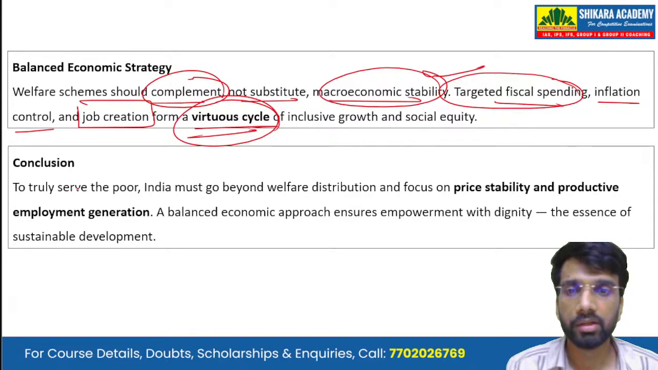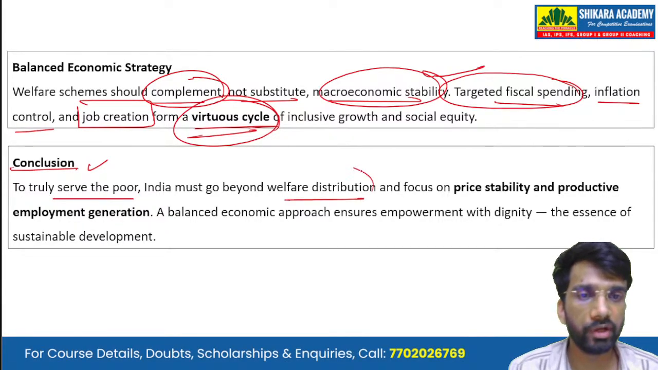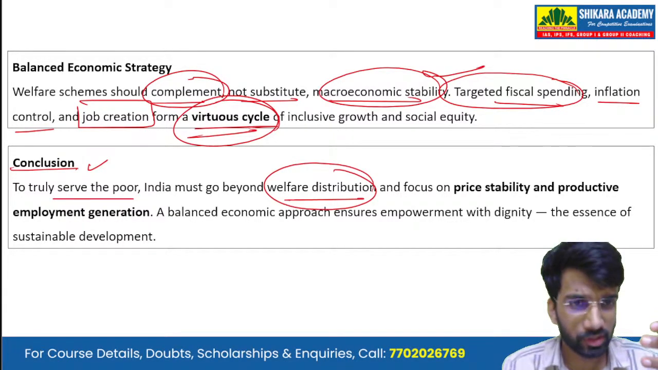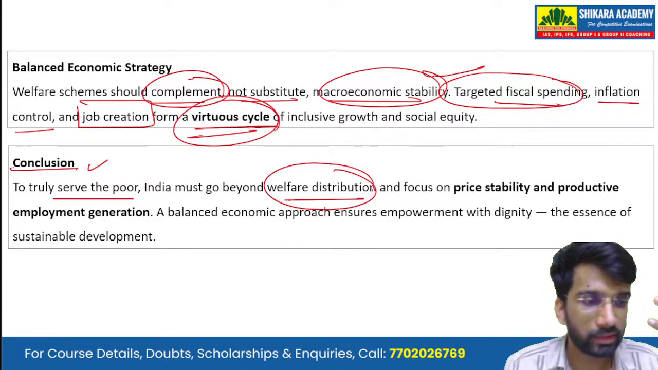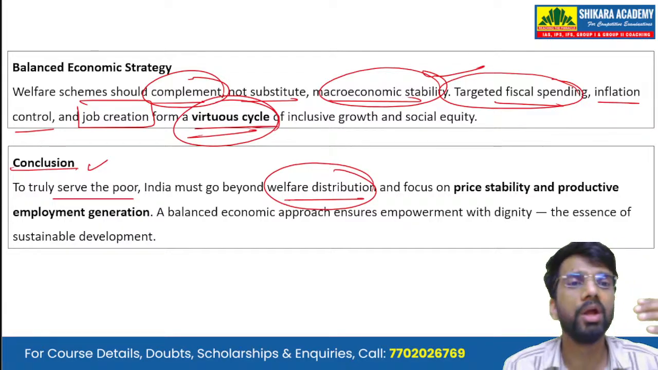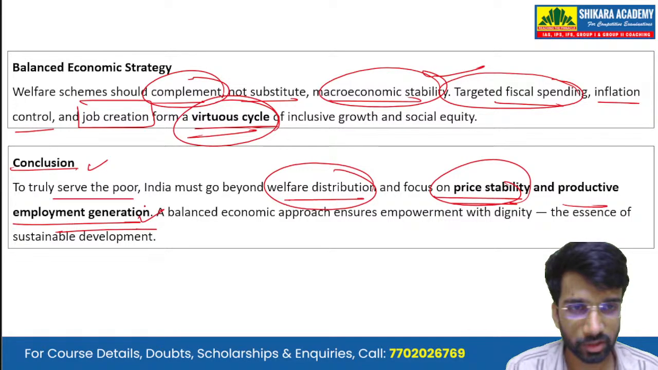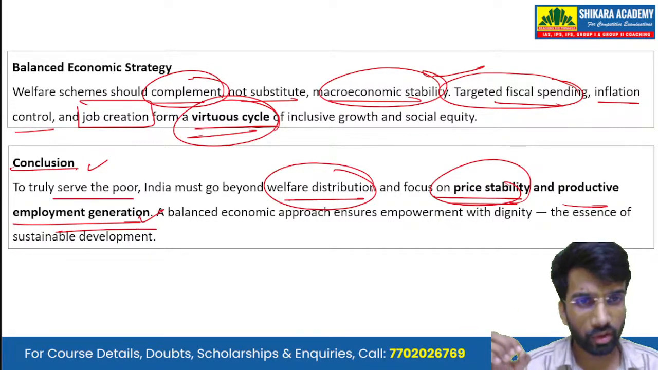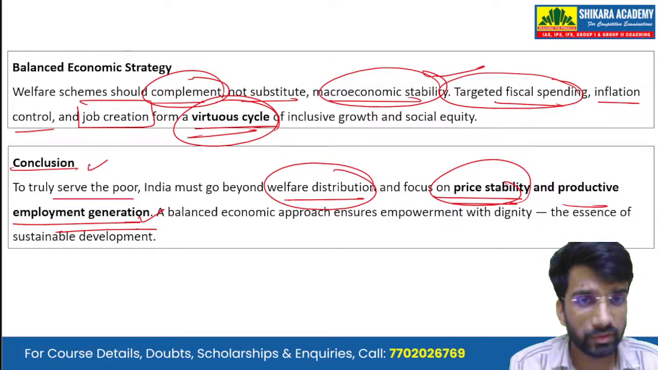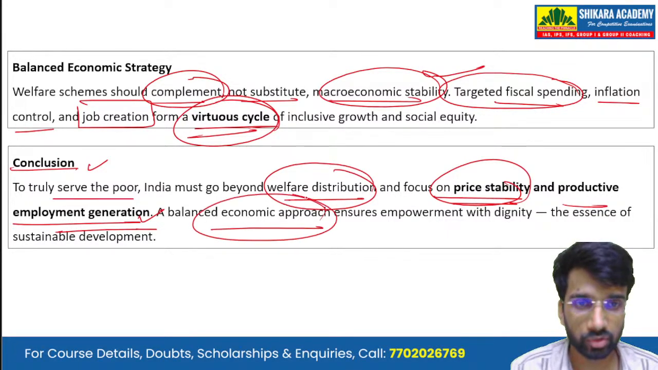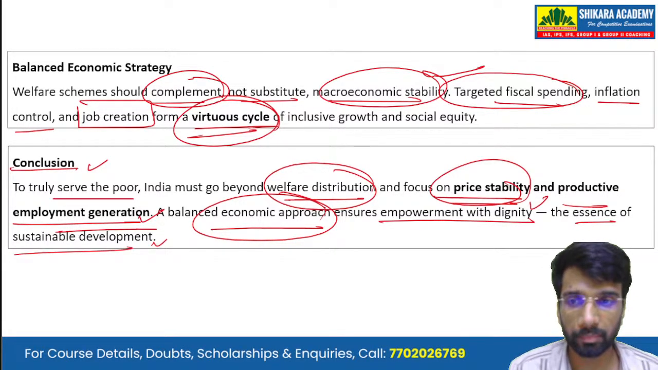So, in conclusion, we can write: to truly serve the people, India must go beyond welfare distribution. We need to go beyond welfare schemes, beyond providing things for free, the freebies, and focus on price stability and productive employment generation. There should be control on inflation, and the government should try to open new avenues for employment generation. A balanced economic approach ensures empowerment with dignity, which is the essence of sustainable development.